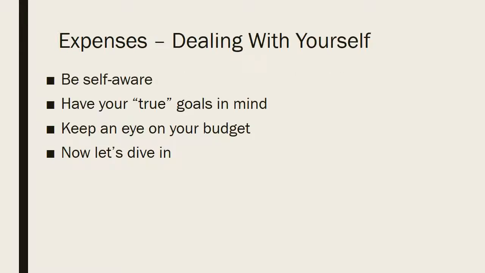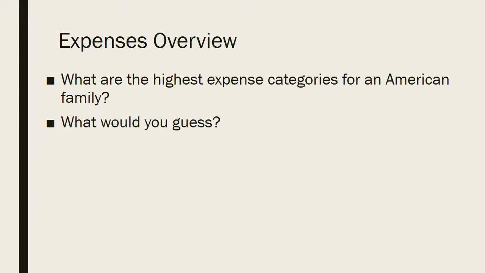So in dealing with yourself, these three things: be self-aware, make sure to remember your true goals and to remind yourself of them, and to keep an eye on your budget. And if you're doing these three things, you tend to actually do okay. So we're going to be diving into specific expense categories now. So here's a question for you. What do you believe are the highest expense categories for the median American family? What would you guess? Take a moment. What do you think would be number 1, number 2, and number 3?